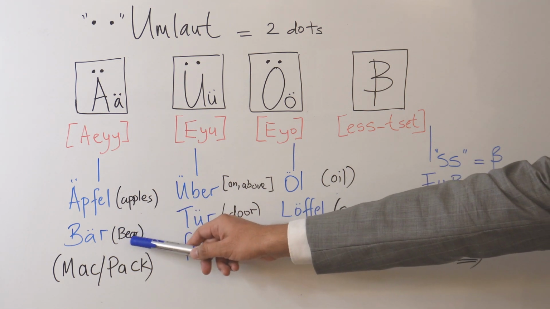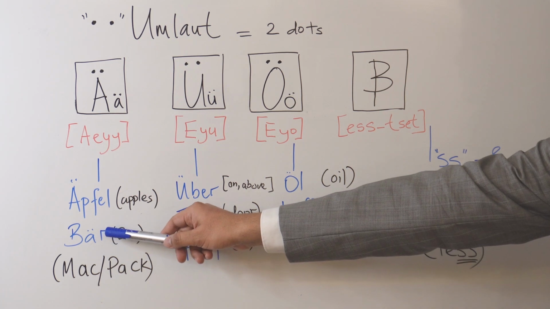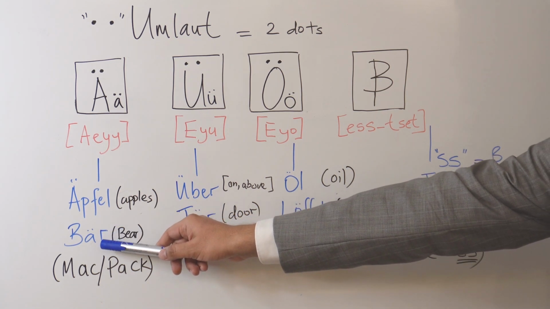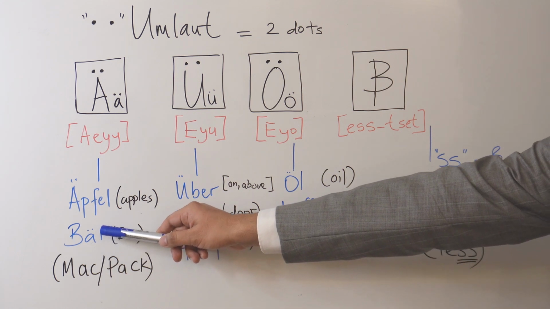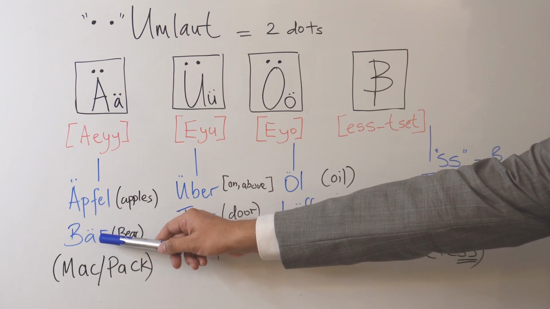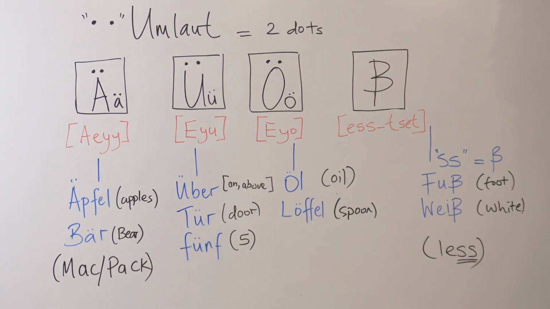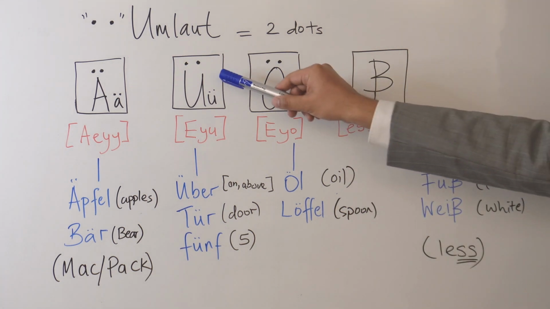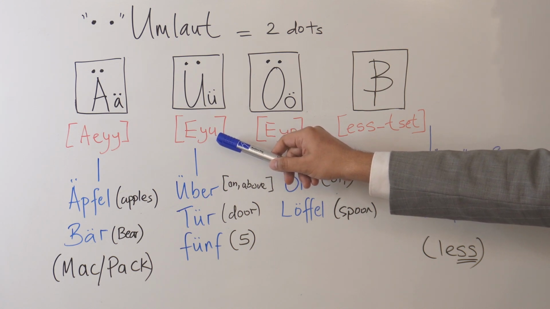Similarly, for beer, we say Bier. And when you remove the two dots, it will be converted to Bär, the bear. So with the two dots, or umlaut, you call it Bär, bear. Now we move on to the next letter, that is U. And U with two dots will be Ü, Ü.